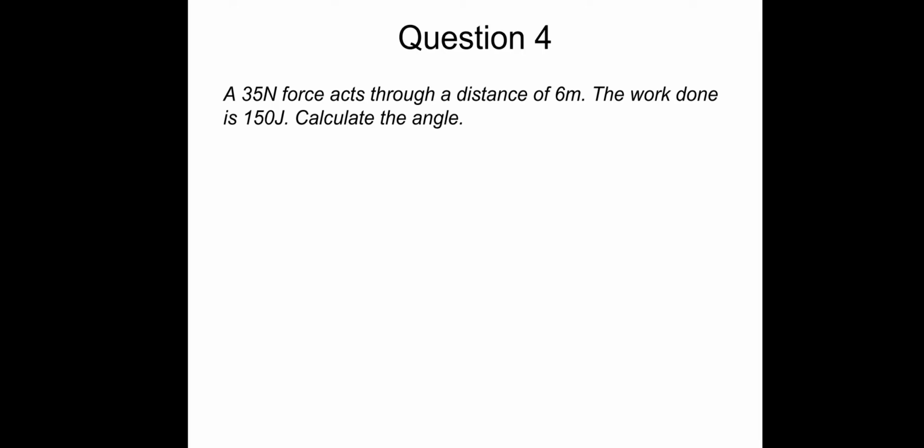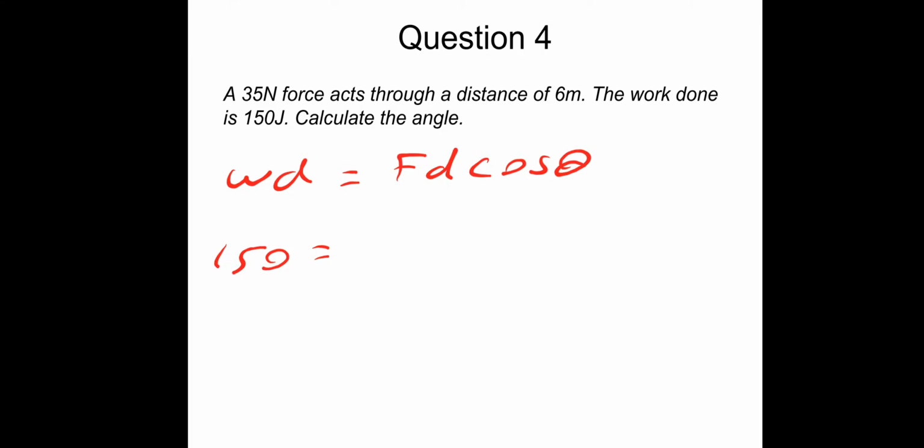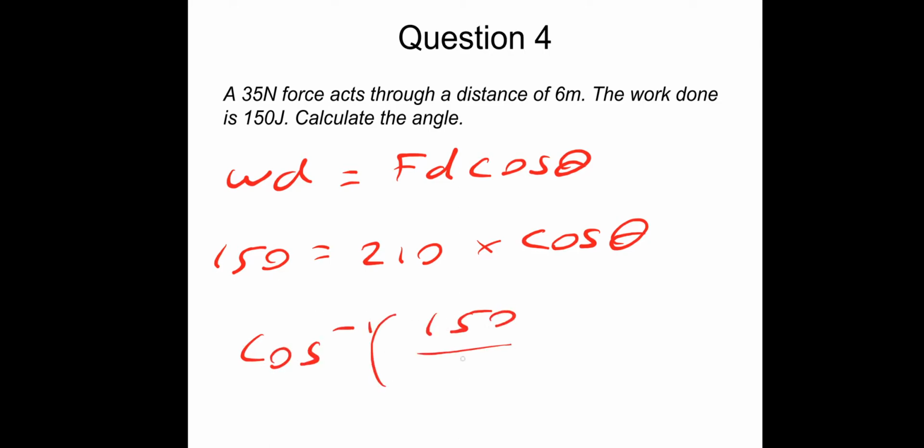Now let's move on. So in this example, a 35 newton force acts through a distance of 6 meters. The work done is 150 joules. Calculate the angle that separates the force and the distance. So it's work done is force times distance multiplied by cos of the angle. So the work done is 150 joules equals 35 times 6 for the force and the distance, which is 210, multiplied by cos of the angle, cos theta. So if we do inverse cos of 150 divided by 210, if we put that in our calculator, it gives us an angle of 44 degrees.